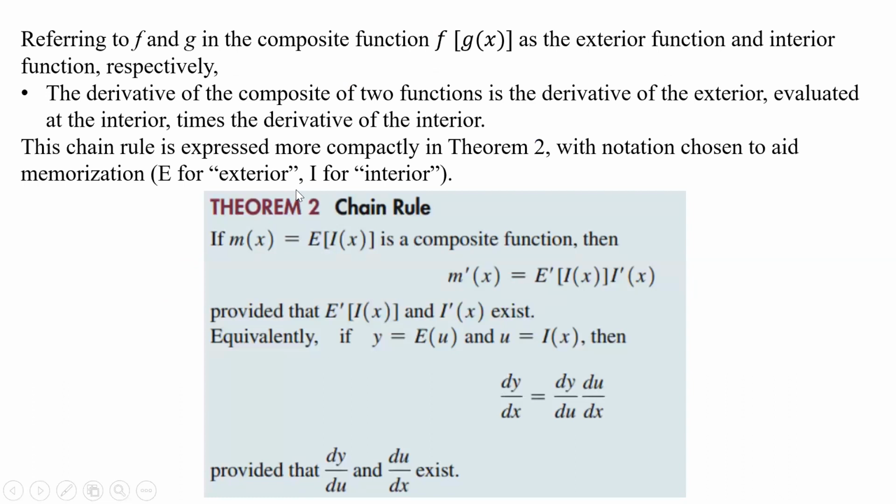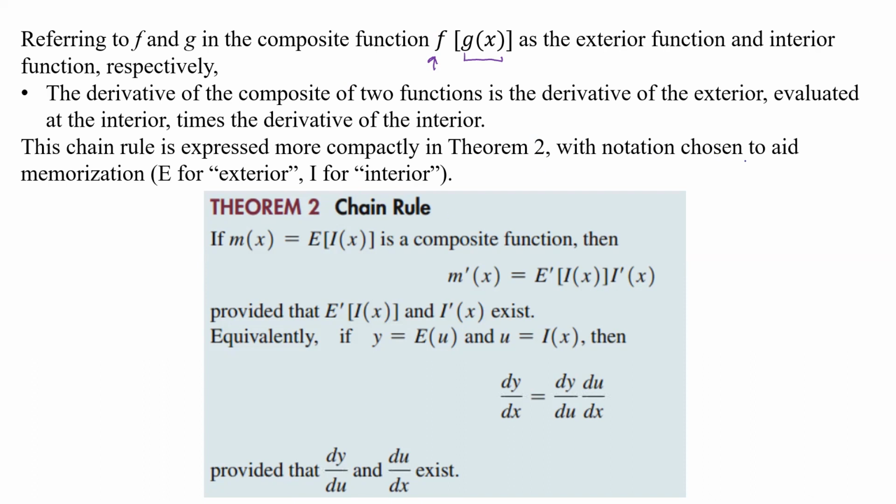All right. So if we refer to f and g in the composite function f of g of x as the exterior function and the interior function respectively, okay, so this is exterior, this is interior. The derivative of the composite of two functions is the derivative of the exterior evaluated at the interior times the derivative of the interior.